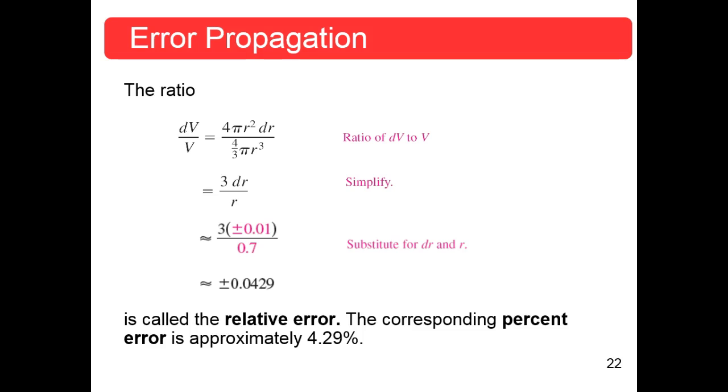The ratio dV over V, which would be your estimated error over the actual volume, using the formulas rather than having to plug all that stuff in, you get 0.0429, which is the relative error, and then you multiply that by 100% and you get 4.29%. And if they're going to put plus or minus there, you should say plus or minus 4.29%. And if a company's happy with that, you're fine. If they wanted it less than 1%, you've got a lot more precision to put into your problem.